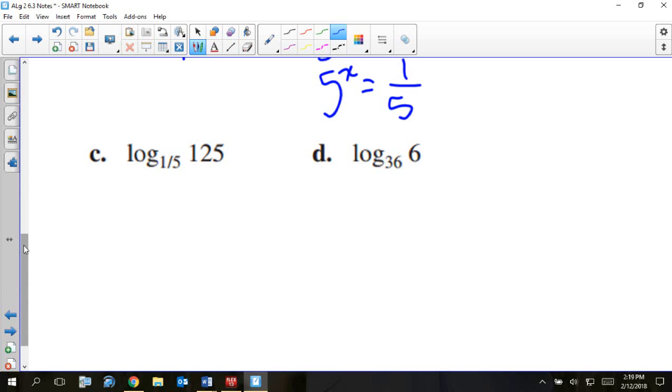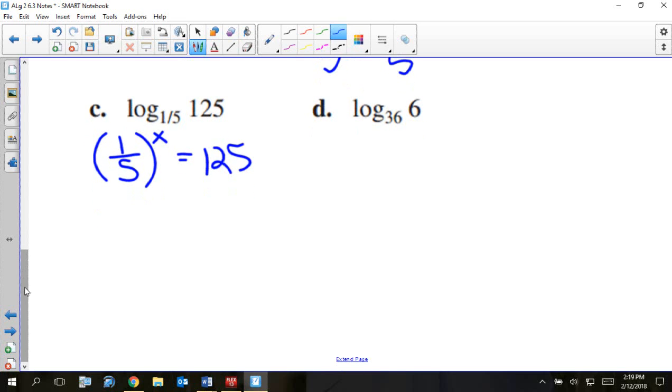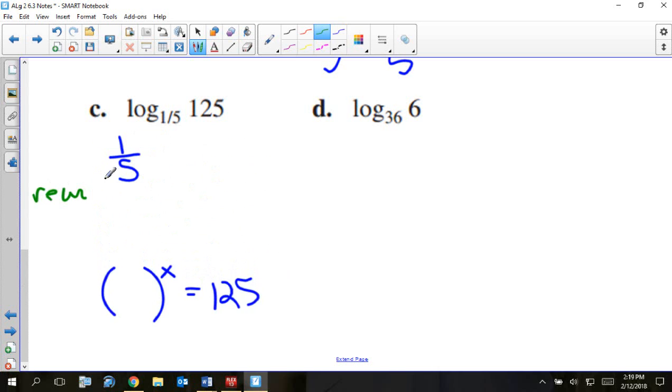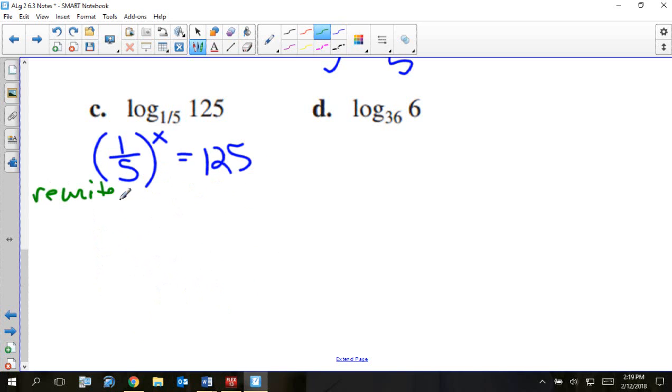Okay, how about this one? Log base 1/5 of 125. This one might be a trickier one. 1/5 to some exponent is equal to 125. Now, you might really understand your exponents and be able to tell me this answer, but I will show you a backup plan. If you can't look at this and figure it out, what I'm going to do is rewrite both sides with the same base.